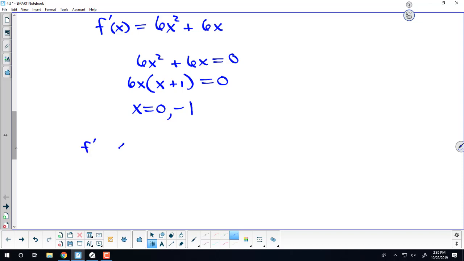So here's f prime on its domain. We have here at negative 1 and here at 0. We know f prime is 0 here. So we have to pick our test values: from negative infinity to negative 1, we're going to pick a test value; from negative 1 to 0, another test value; and a test value from 0 to infinity.